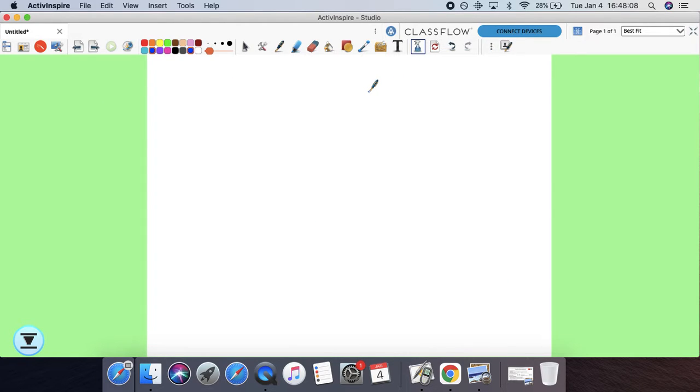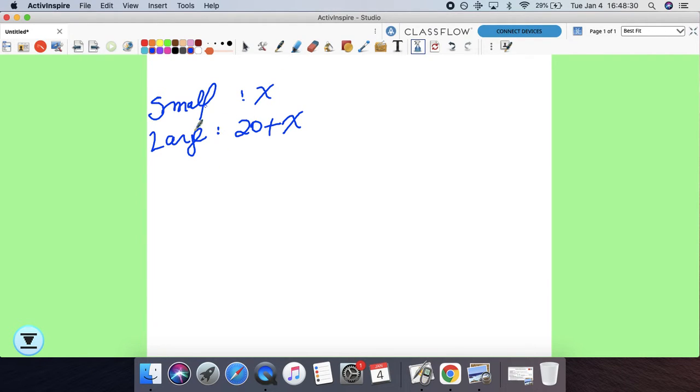Turn the page over. We're doing 35. The larger of two numbers. So again, if there's a larger, there's a smaller one, right? So large and small. The larger of two numbers is 20 more than the smaller one. So the larger one is 20 more. And the small one, we don't know what it is, so we'll call it x. So identify your two numbers. Now let's set up our equation.